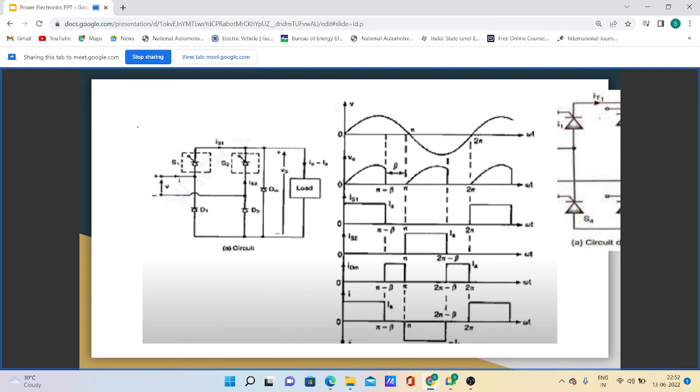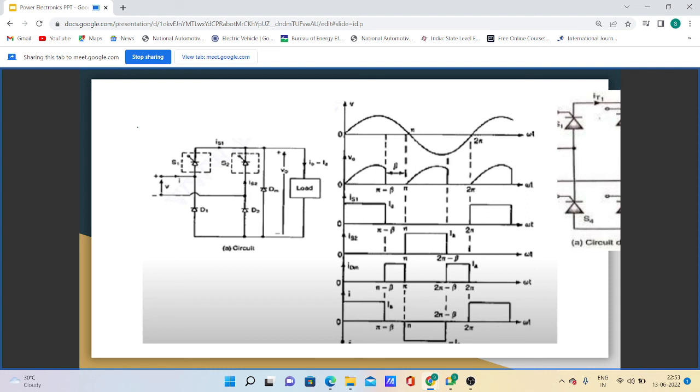If the load is sufficiently inductive to maintain constant ripple free load current, the load current is continued through freewheeling diode FD after omega t is equal to pi minus beta up to omega t is equal to alpha.